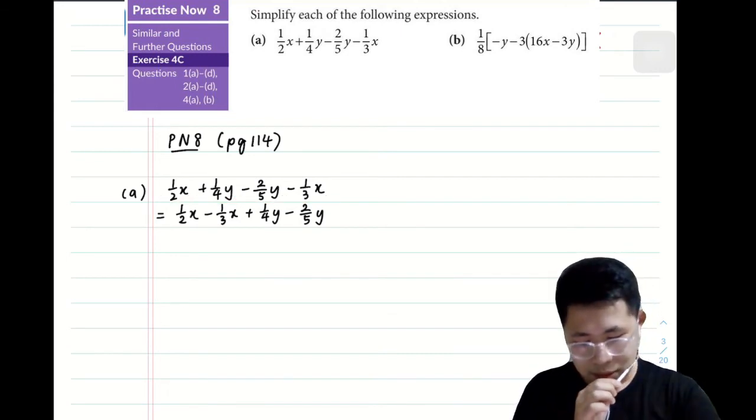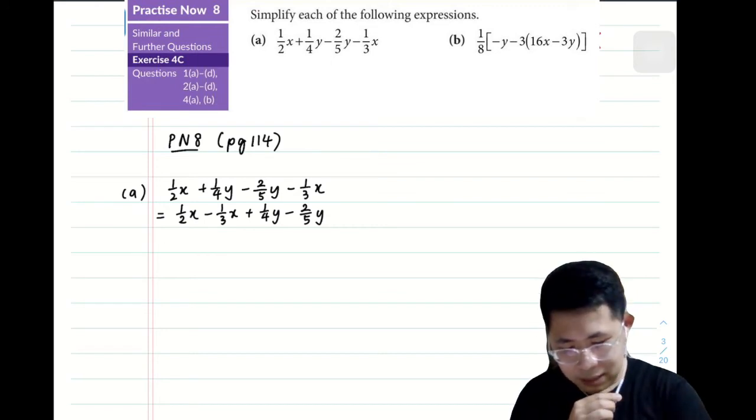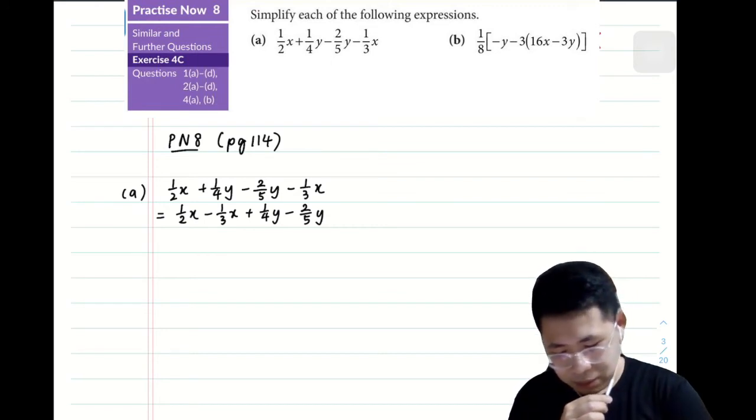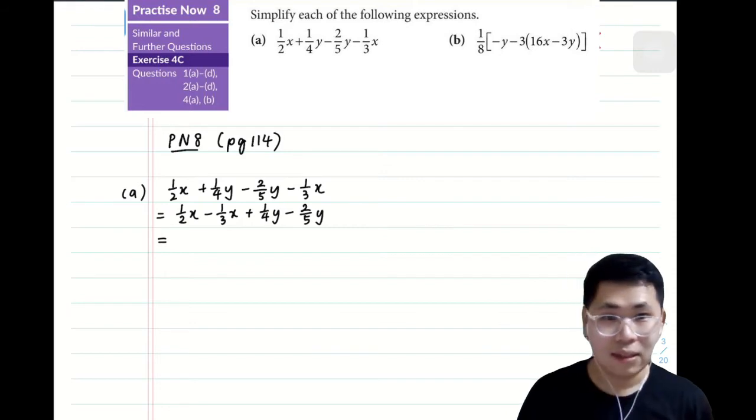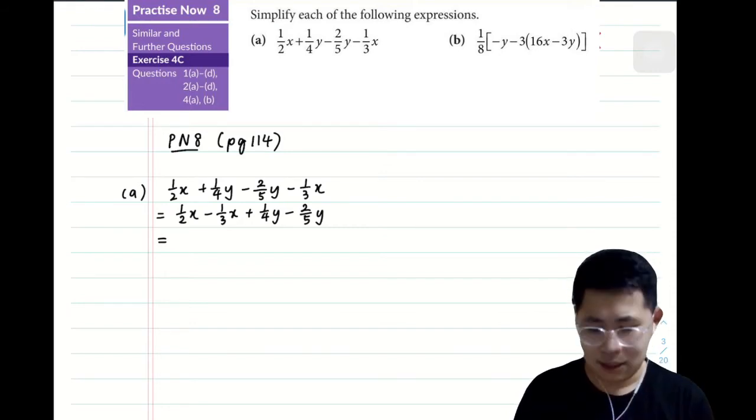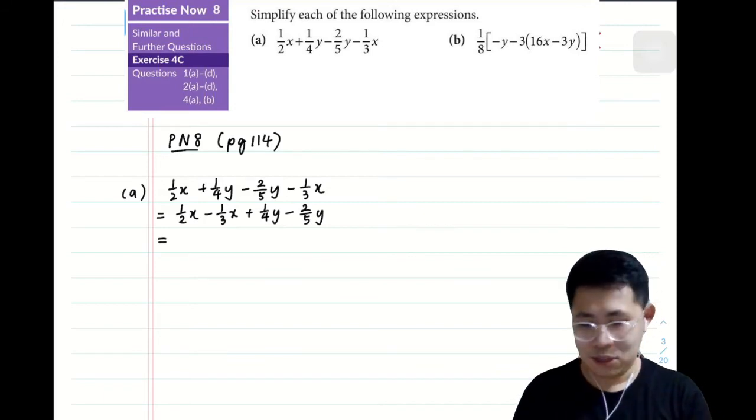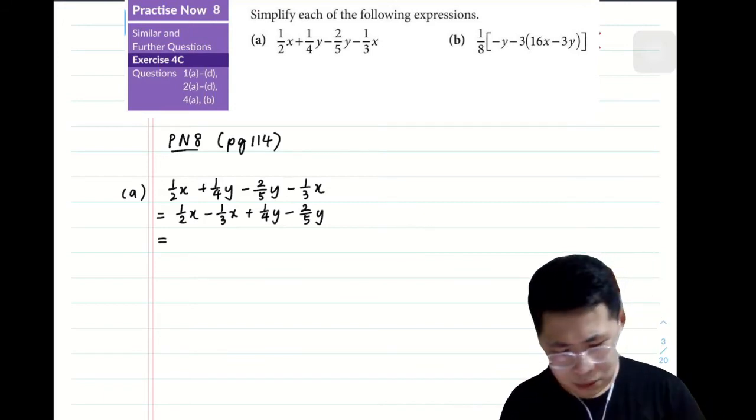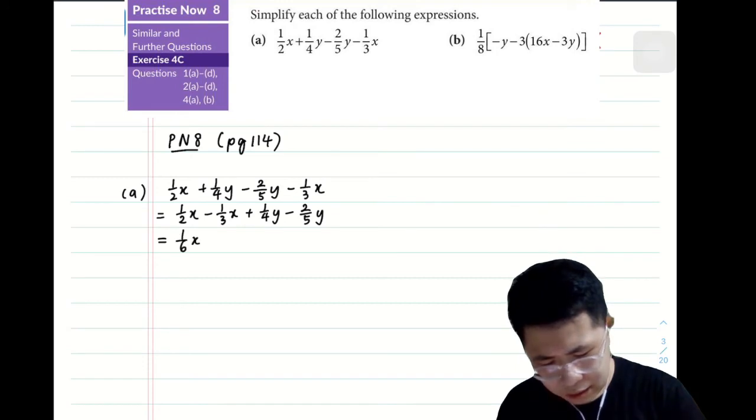Now then, what is a half minus a third x? The concept that we learned in Chapter 2 was to make the denominator the same. Are we going to waste time here? No, just use your calculator. Half minus 1/3, you should be able to get 1/6 x.